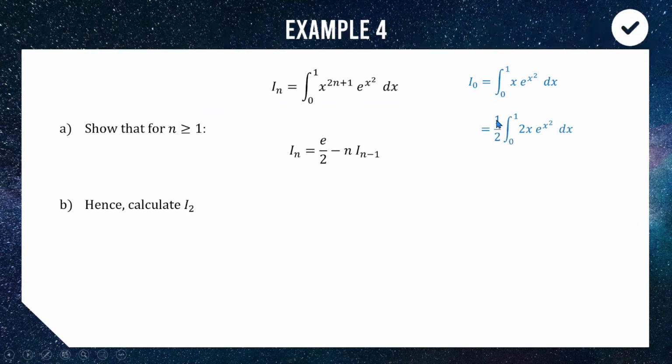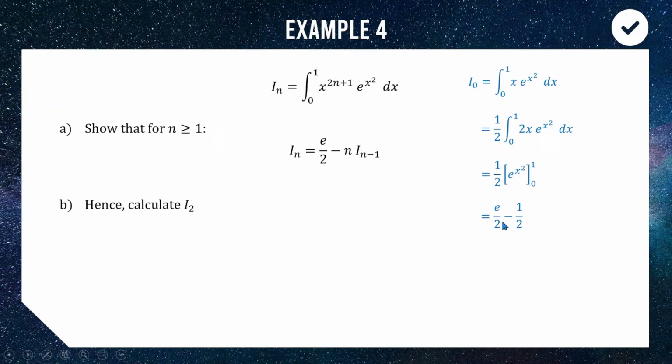Okay, there's the long version. You put the 2 there, you put the half out the front, and now 2x is the derivative of x squared. Applying the reverse chain rule, we get just e to the x squared. You can put the half inside, you can put the half outside, whatever you're in the mood for. Our limits are 1 and 0, so we're going to get e to the 1, take away e to the 0. e to the 1 is of course e, so we get e over 2, and e to the 0 is 1, so we get 1 over 2. So there is our first integral evaluated.